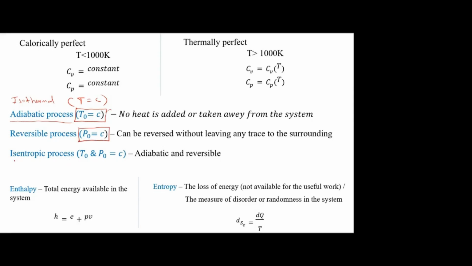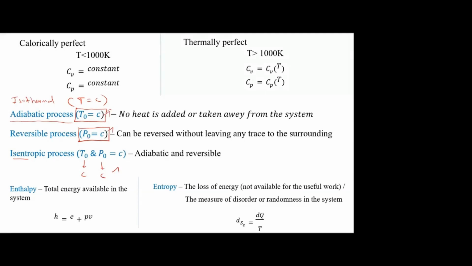Okay, and isentropic, the definition, you know: if the process is both adiabatic and reversible, then it is called isentropic. And the condition is T0 is constant and P0 is constant. Then only the process is isentropic. Okay, so these two terms are very important.